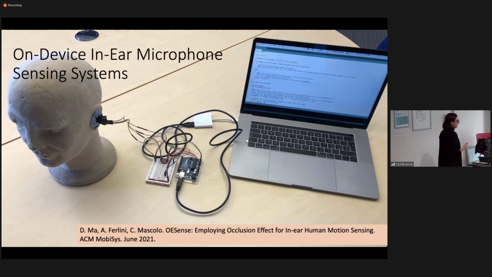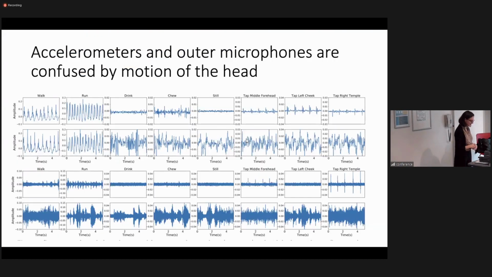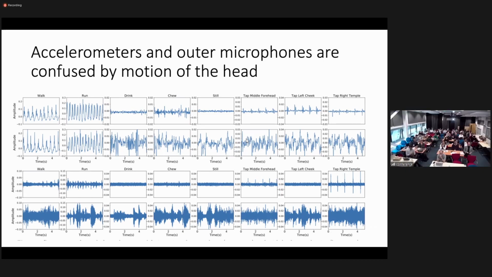Hearable devices, I don't need to talk to this audience about it, they're very common, people use them already. In the last pandemic, everyone was there with their headphones all day, so they're really important devices. We first tried to monitor behavior, so activity, through these devices. And here is a graph. In the first two rows, it's the effect of an accelerometer detecting walking, running, drinking, other activities when the head is still, so when I'm just there doing this activity, and when the head is moving.